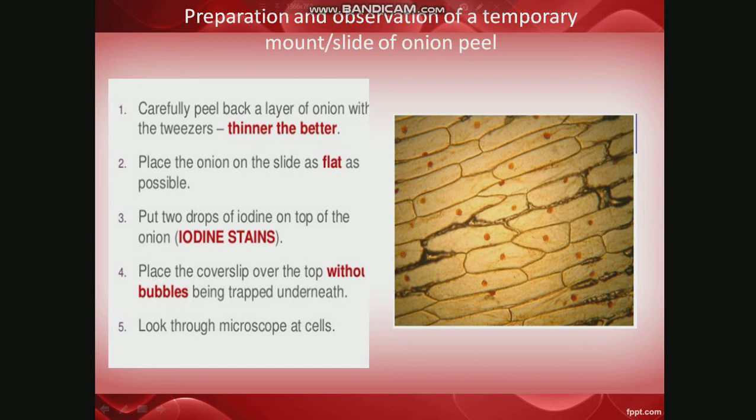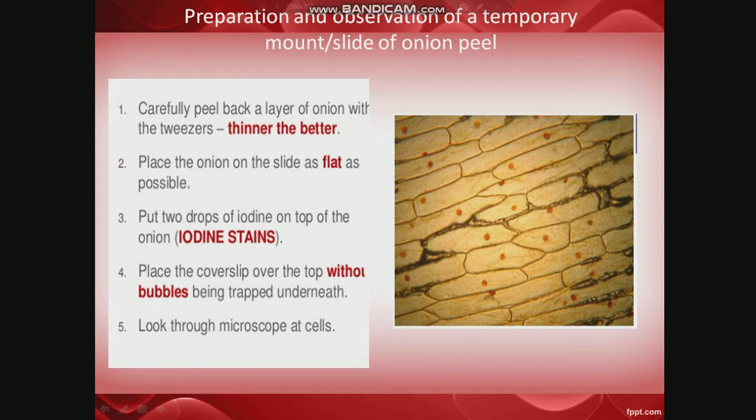Now put 2 drops of iodine on top of the onion peel. This iodine is going to act as a stain. And now place the cover slip over the top without bubbles being trapped underneath. That is, when you place the cover slip on the slide, there should not be any formation of bubbles between the cover slip and the slide. And now your temporary mount is ready.